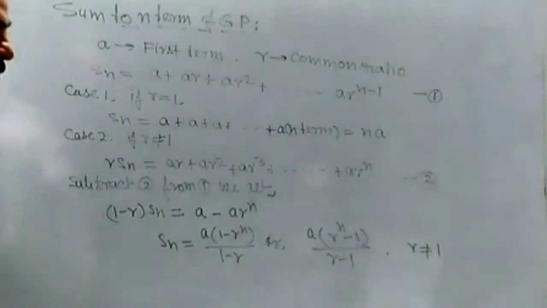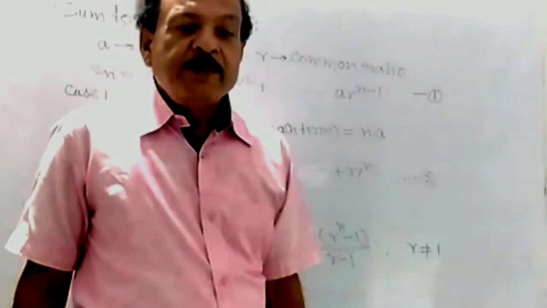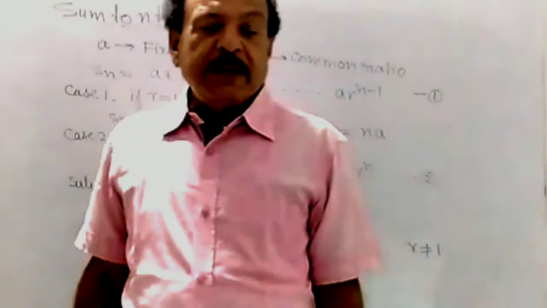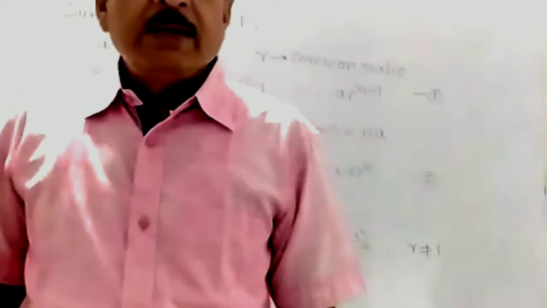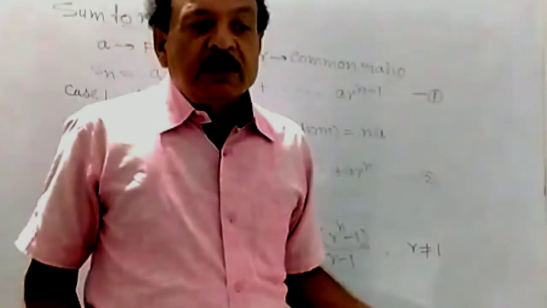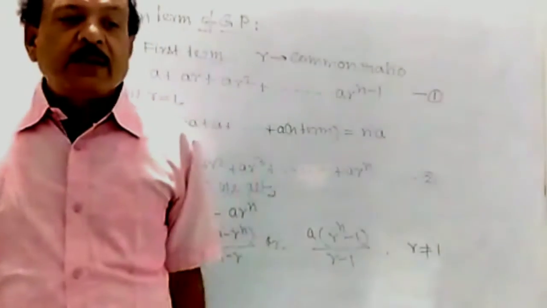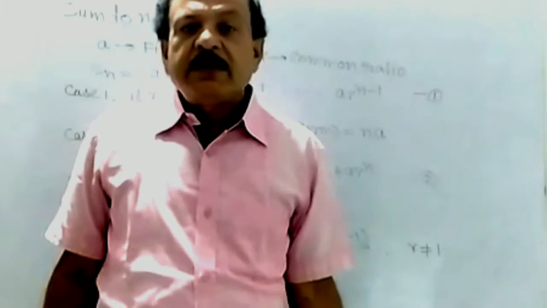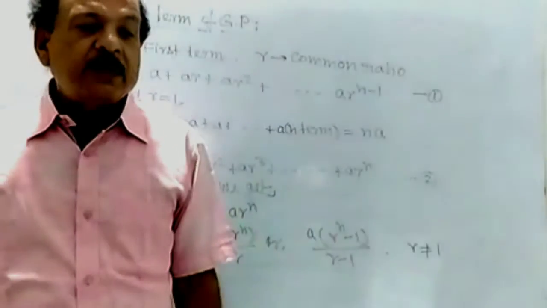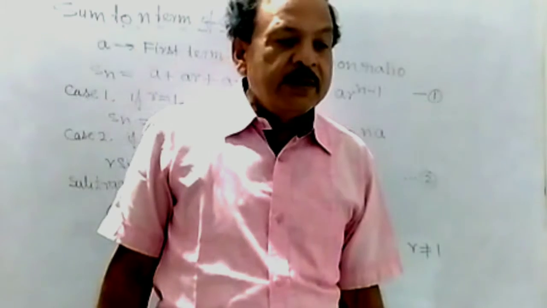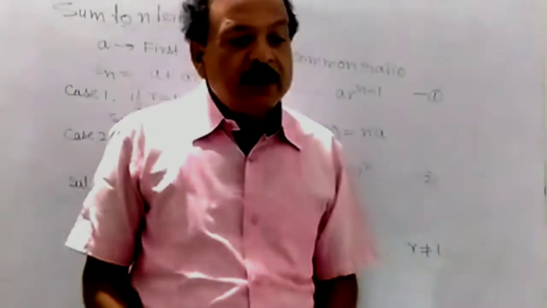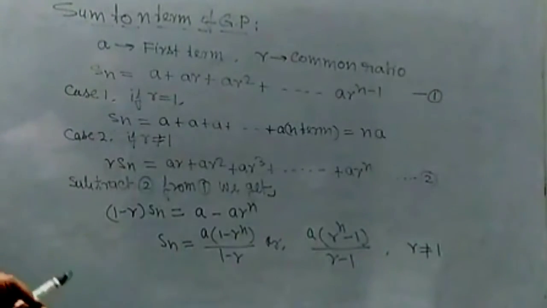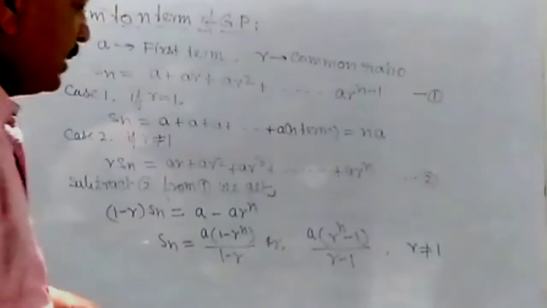So this is the sum of first n terms of a GP. Now let us see geometric mean.